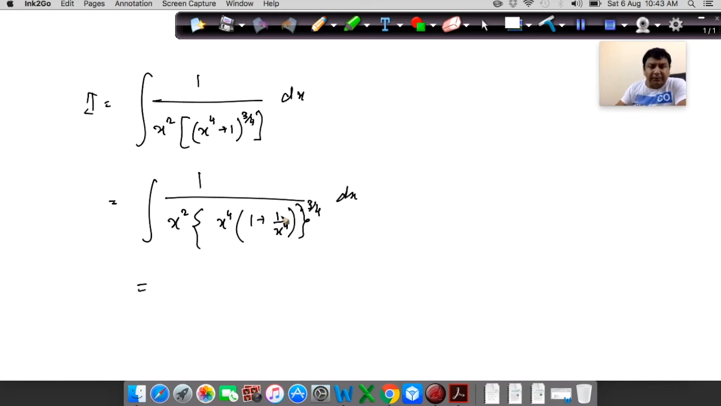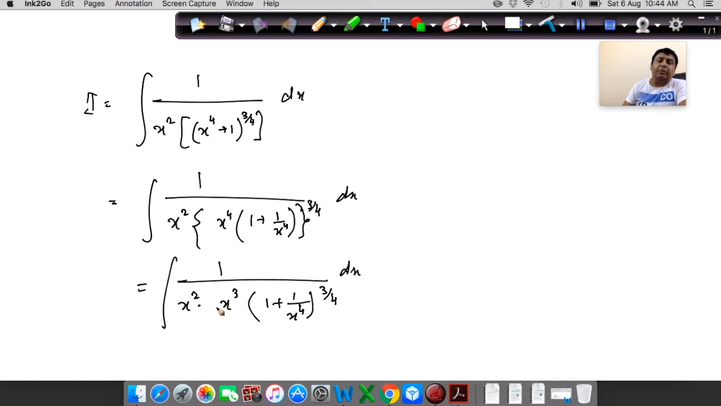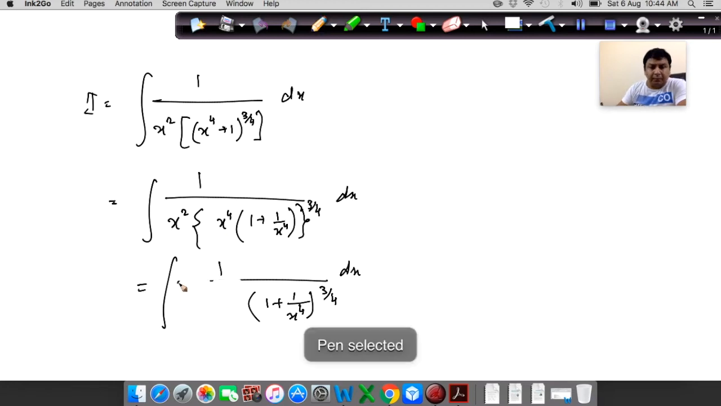Now see what happens. This 3 by 4 will distribute to both. So you'll get 1 upon x square into x cube, because 4 into 3 by 4 is 3, and 1 plus 1 upon x to the power 4 raised to the power 3 by 4. This will become x to the power 5. So this thing changes to x to the power 5 here.